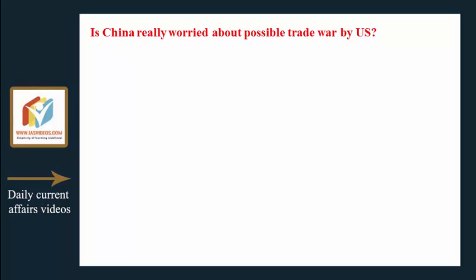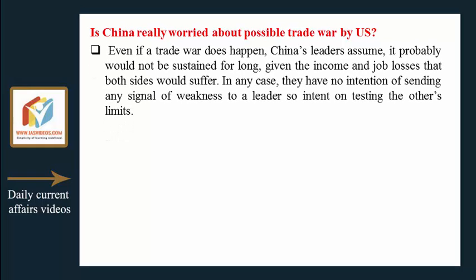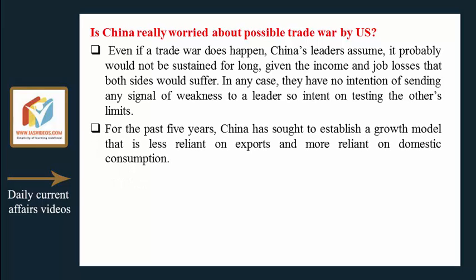Is China really worried about a possible trade war by the US? Even if a trade war does happen, China's leaders assume it probably would not be sustained for long, given the income and job losses that both sides would suffer. In any case, they have no intention of sending any signal of weakness to a leader so intent on testing the other's limits. For the past 5 years, China has sought to establish a growth model that is less reliant on exports and more reliant on domestic consumption.